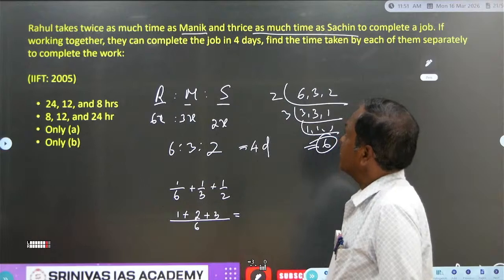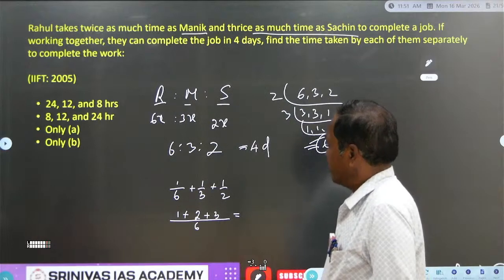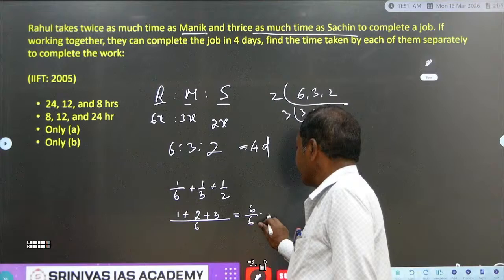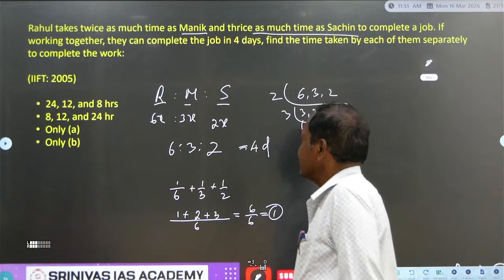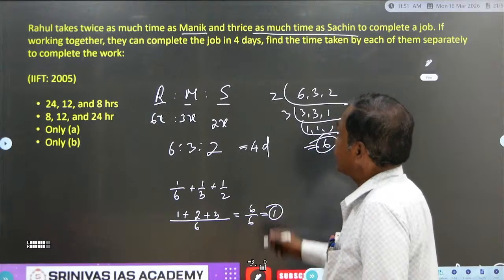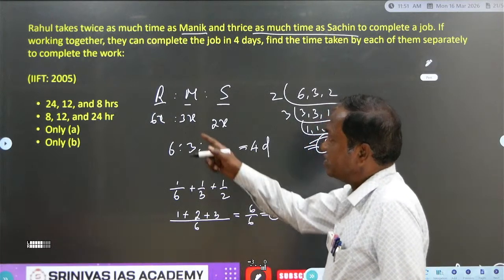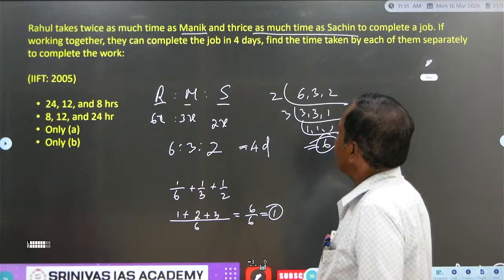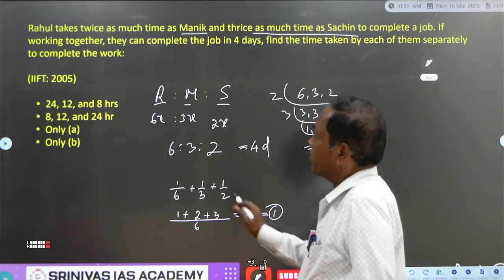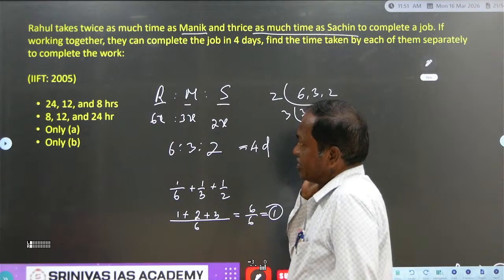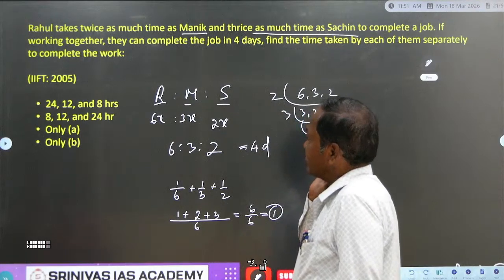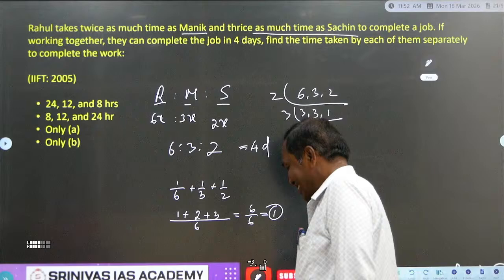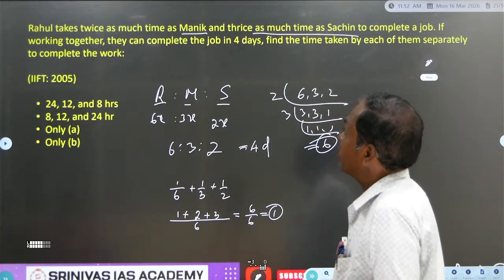Yeah, now you have to tell me. I am unable to understand here. 6 by 6, you'll get 1. But 4 days is given. But that is mentioned in hours, no? They can complete the job in 4 days. Find the time taken by each of them separately to complete the work. 24, 12, 8 hours, 8, 12, 24 hours. Only A, only B. So yes, even I am unable to do it. Now tell me.